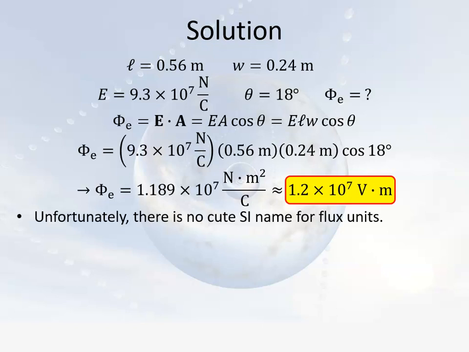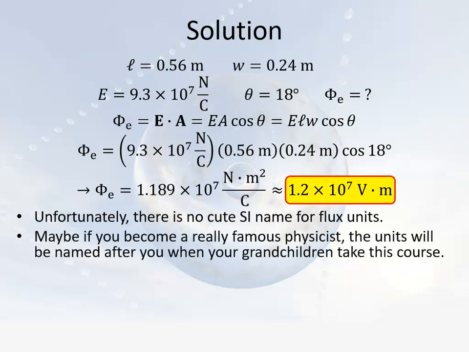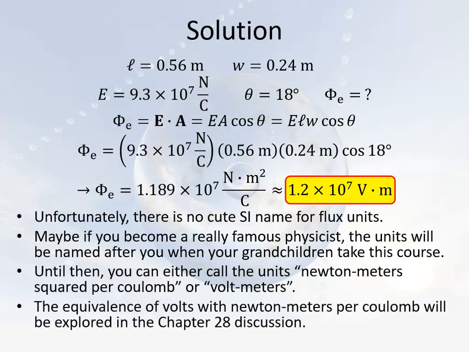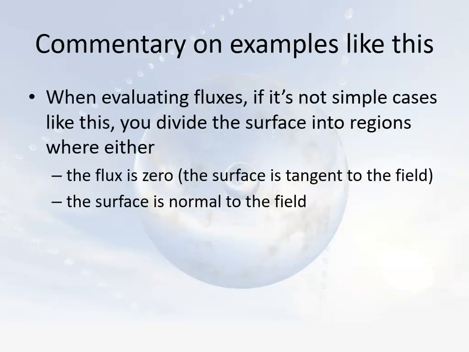So there aren't any cute names for flux units, but maybe you can come up with one if you become a really famous physicist. Now, it turns out that newton meter squared per coulomb is the same thing as a voltmeter. That's something we will discuss in more detail when we start talking about electric potential in the next unit.